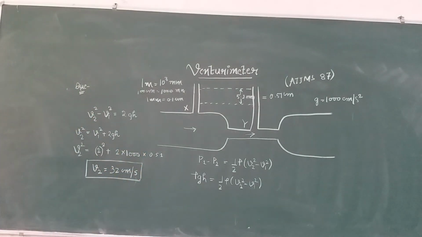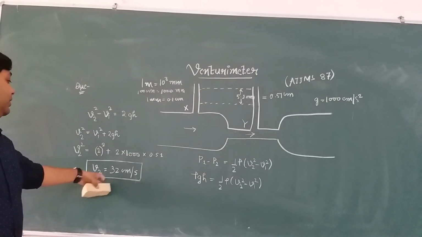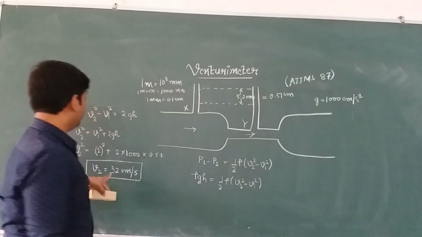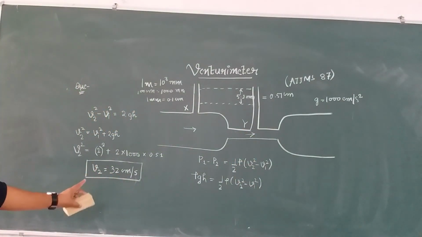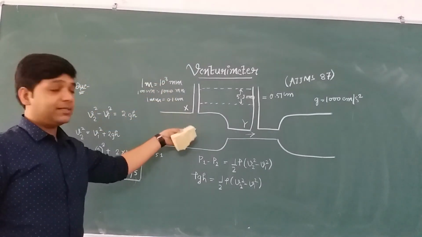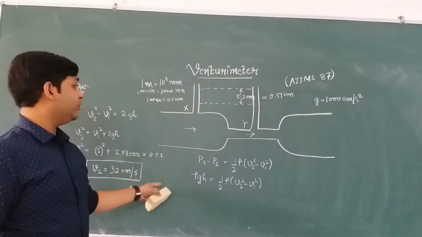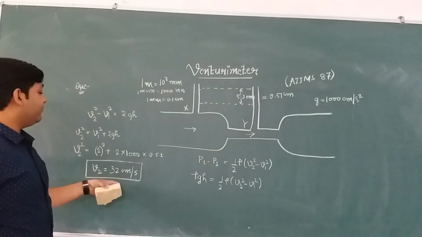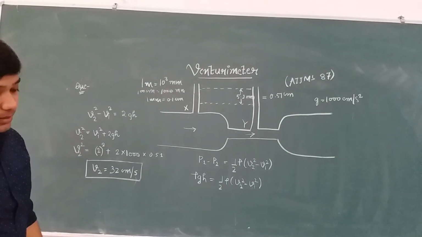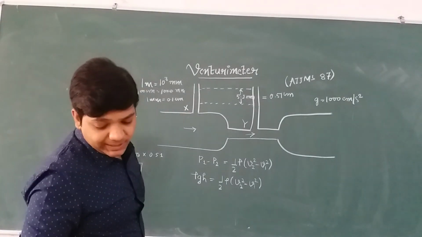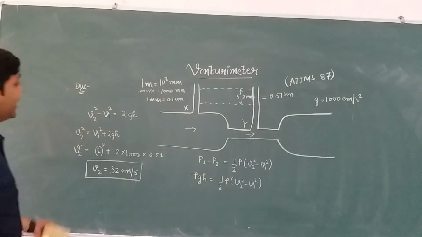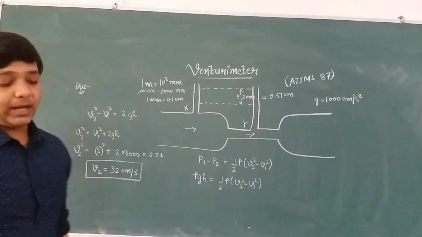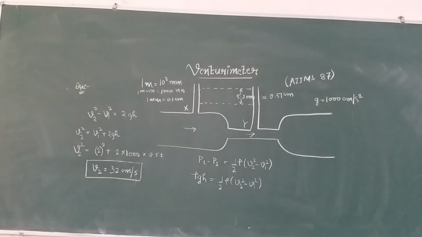The calculation part you can do. So the answer will come out to be 32 centimeter per second. That means the velocity at y will come out to be 32 centimeter per second. In the question, if they had asked the volume rate of flow, you would have multiplied the cross sectional area by the velocity at that cross section. But in this question, we were not given the cross sectional area, so they did not ask the volume rate of flow. They asked us to calculate the velocity at y. I hope this is clear to you. Please note it down.